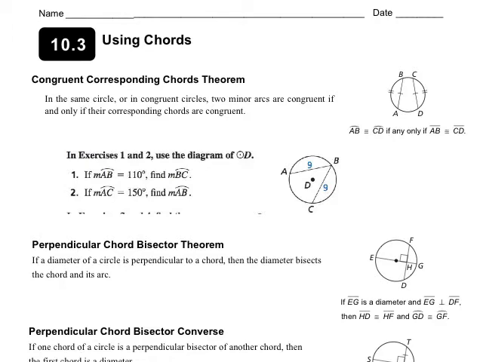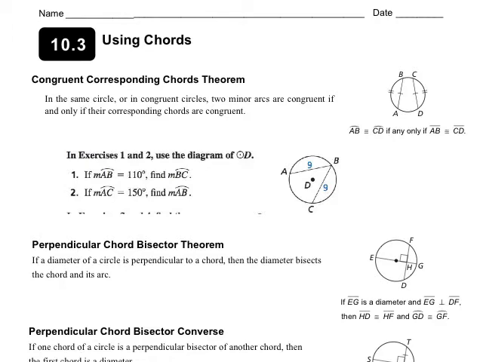So we have the congruent corresponding chords theorem, okay? Essentially what that tells us on that first picture is if we have two congruent chords, their corresponding minor arcs are congruent, okay? So if we have two congruent chords, the minor arcs outside of those are congruent, as you can see by the picture. Pretty straightforward there, correct? Any questions?